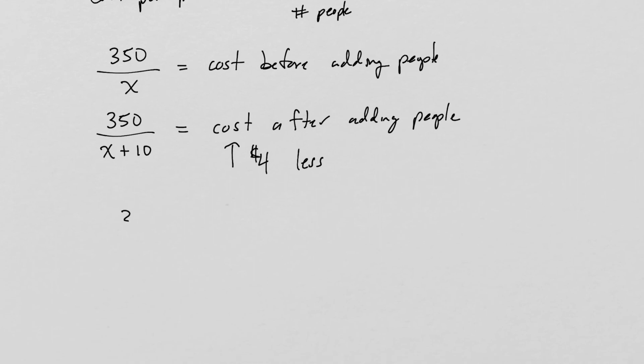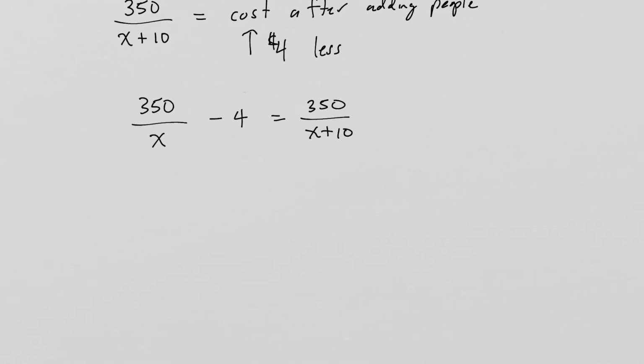So what that means is the cost before we added people decreased by $4 when we added 10 people to the bus. So the average cost now is $4 less than the average cost before we added people. This is the equation that we need to solve.